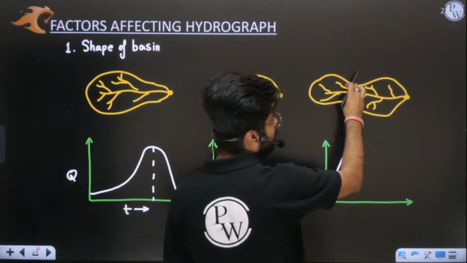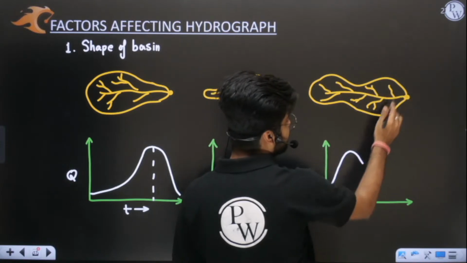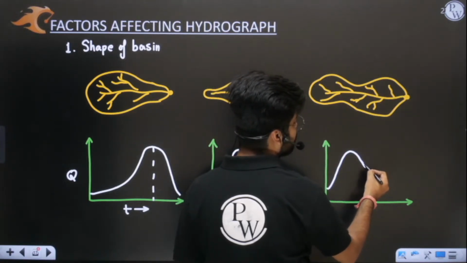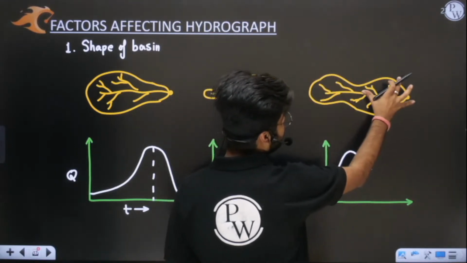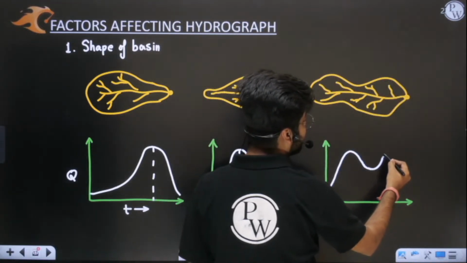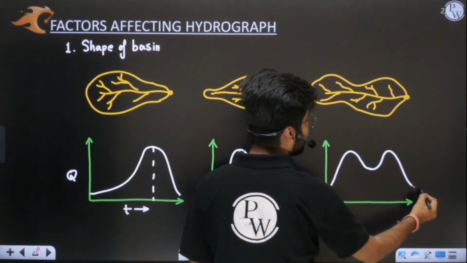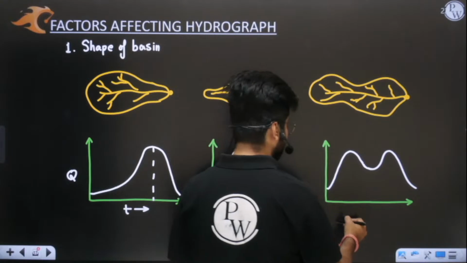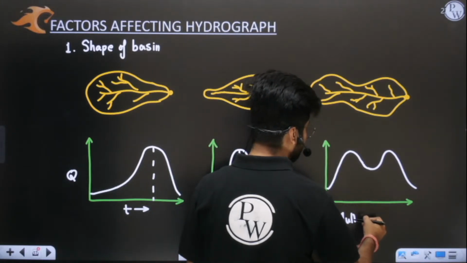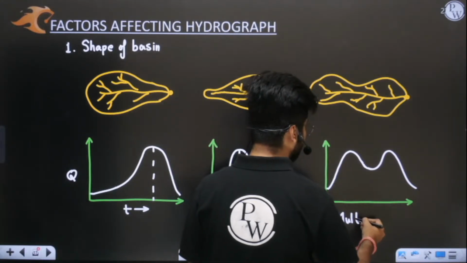But now this will reach, and because of this you will see the graph becomes almost constant. But immediately, when this water reaches, it will start rising again. Like this you will see the graph. So we have a multi-peaked hydrograph in this case.